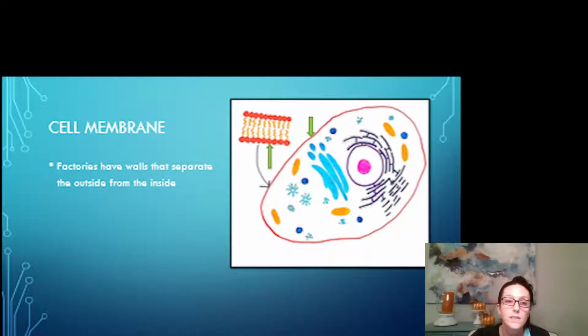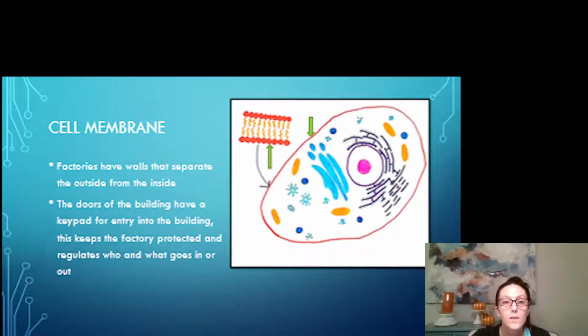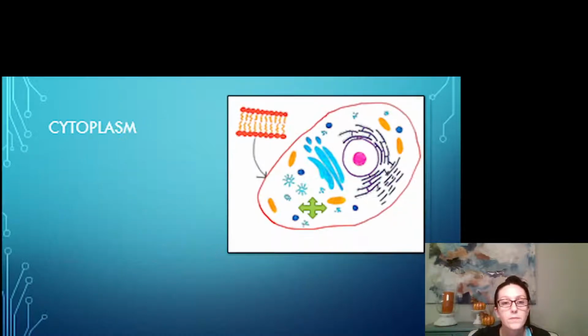Factories have walls that separate the outside from the inside. This is similar to the cell membrane. The doors of the building have a keypad for entry into the building. This keeps the factory protected and regulates who and what goes in or out.